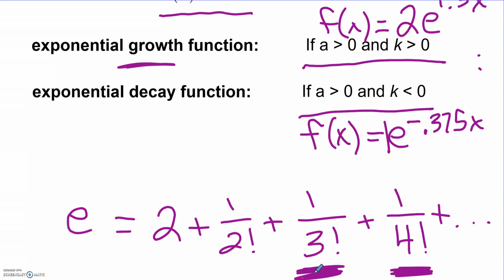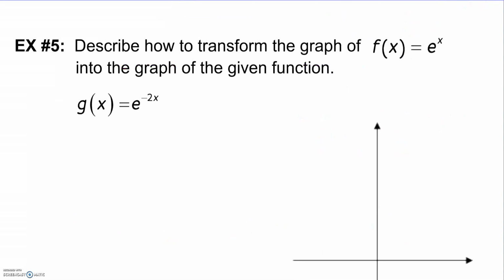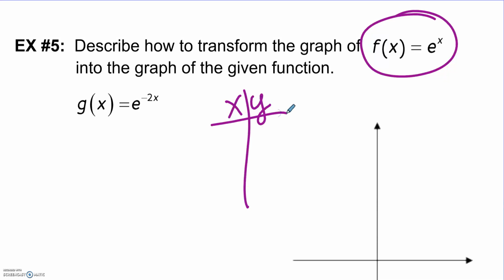Okay, real quick, let's go over to our next page here. And this is talking about transforming the graphs of f of x equals e to the x. Now, if you're graphing f of x equals e to the x, again, think about that XY chart. If x is 0, e to the 0 is still going to be 1, so it's still going to have that anchor point at 0, 1.